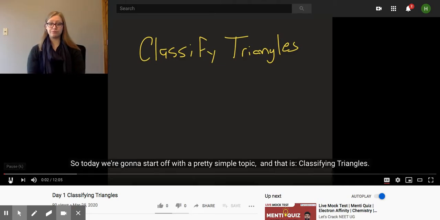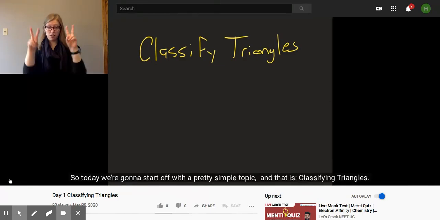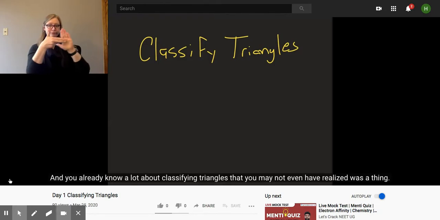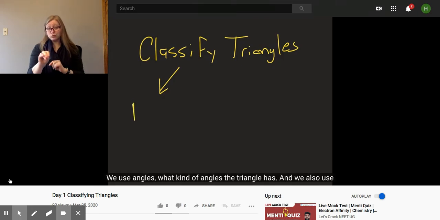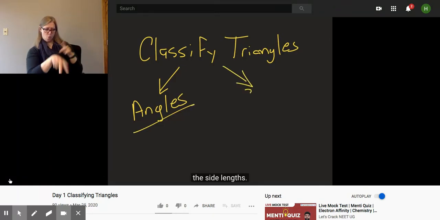So today we're going to start off with a pretty simple topic, and that is classifying triangles. And you already know a lot about classifying triangles that you may not even have realized was a thing. So we classify triangles in two ways. We use angles, what kind of angles the triangle has, and we also use the side lengths.